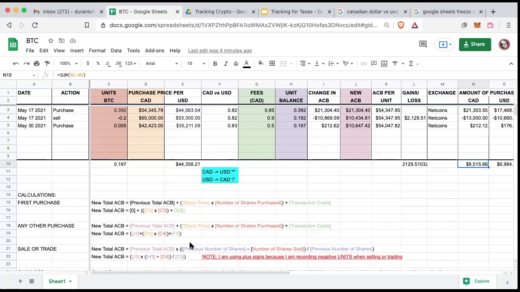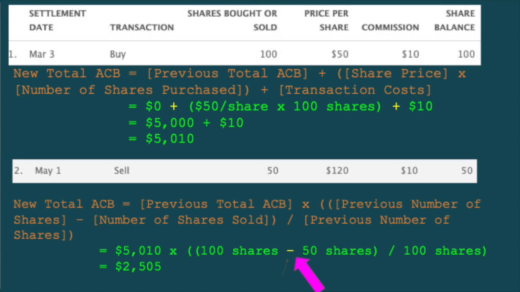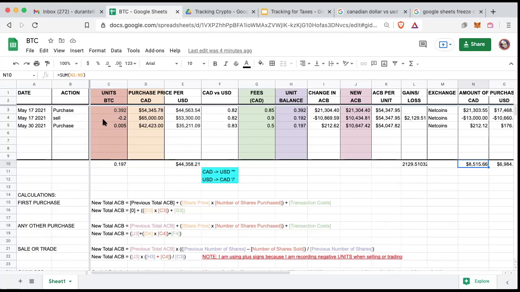And it says here, note, I am using plus signs because I am recording negative units when selling or trading. When I showed you the previous examples, this would have been a minus sign in my slides, but when I record a sale, I record it as a negative so that I can add up this column. In my slides, they were asking us not to put a minus sign here, just call it a sale. But in order for my calculations to work the way I want them to, I put a minus sign there because C4 becomes a negative number, as you can see here. So it already has a negative. So if that was a negative, we'd have two negatives, and that equals a positive in math.